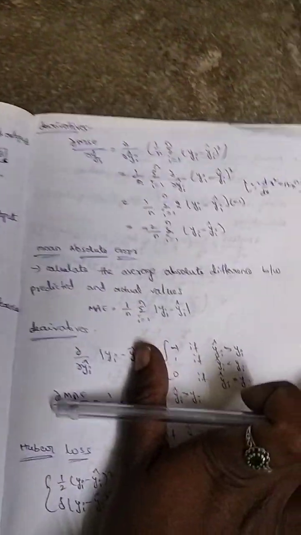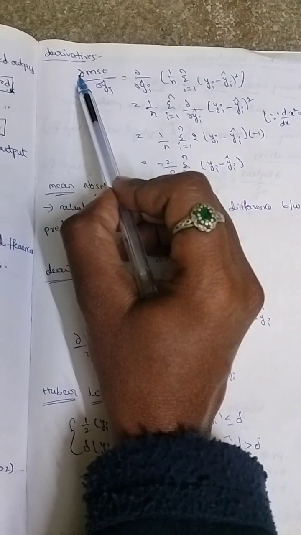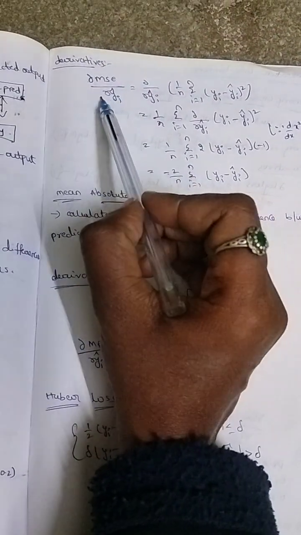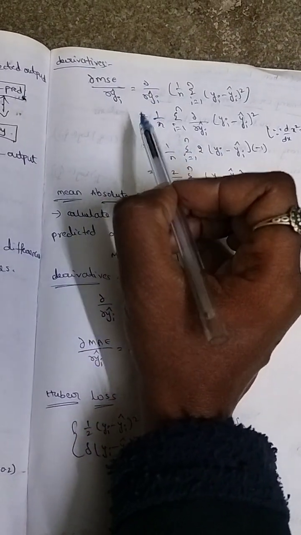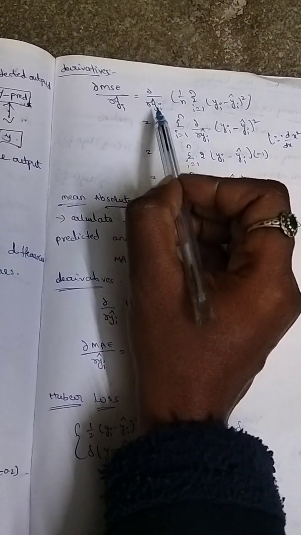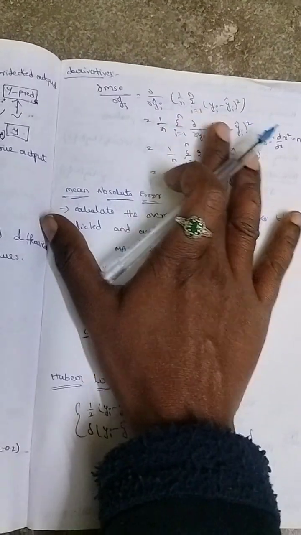And the derivative of mean squared error: the partial derivative of mean squared error with respect to yi cap. This is the derivative of mean squared error.